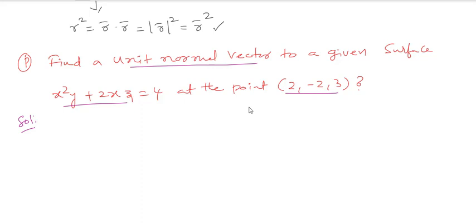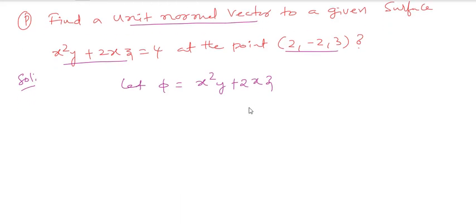Unit normal vector means what? Del phi by mod del phi. Am I right or not? So let phi of x comma y comma z be x square y plus 2xz. Am I right or not? So your del phi is nothing but what? Del phi is dou phi by dou x into i bar plus dou phi by dou y into j bar plus dou phi by dou z into k bar.